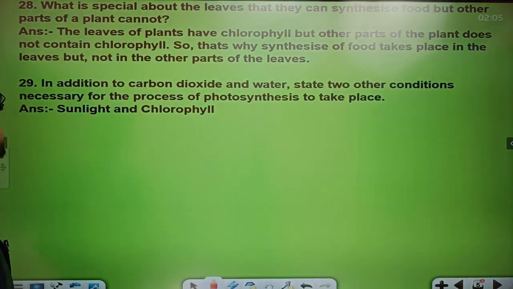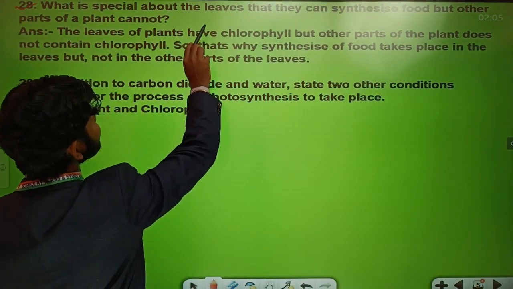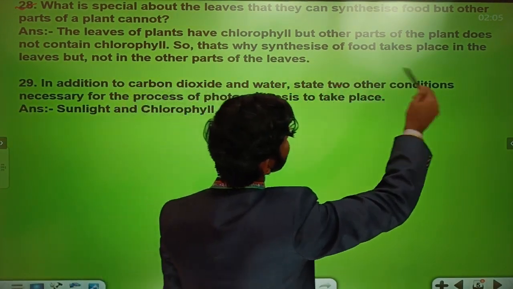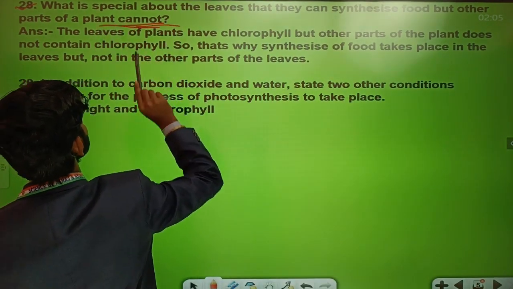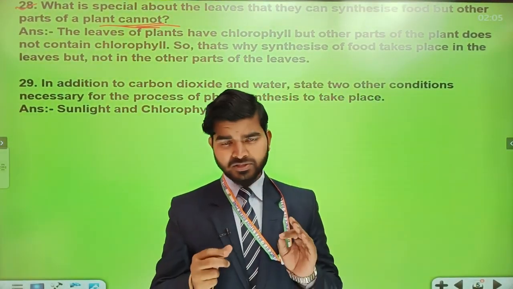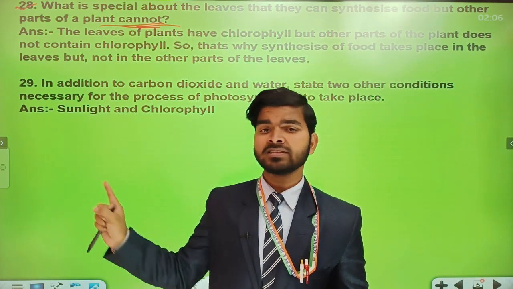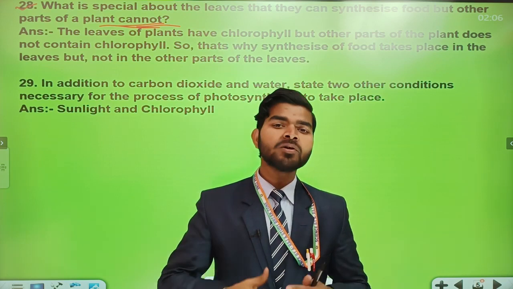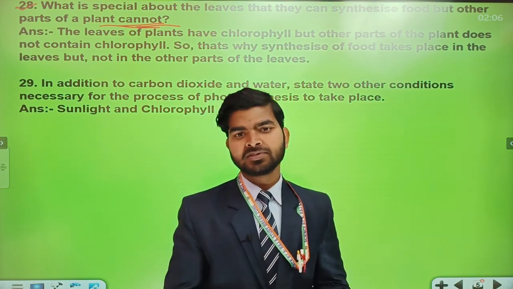Okay, next question, question number 28. Question number 28 is saying: what is special about the leaves? That they can synthesize food, but other parts of a plant cannot. Now listen to me before solving this question. I have told you that synthesis of food takes place in the leaves, or that the food factories of a plant are the leaves. All right.